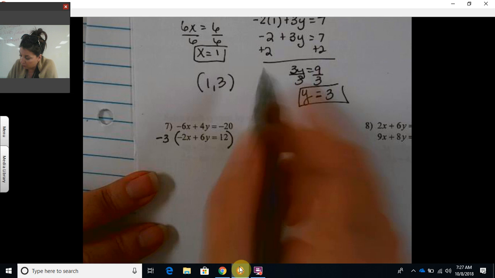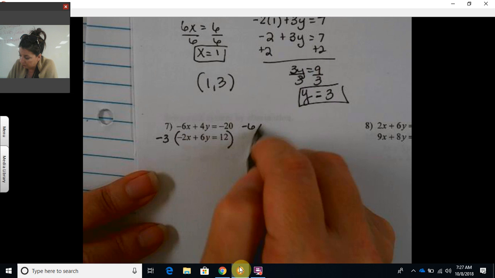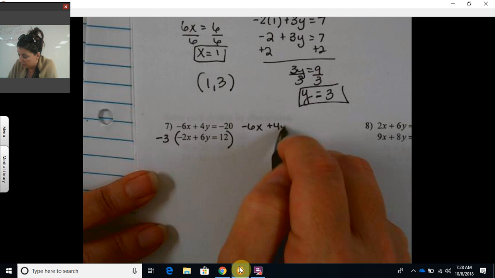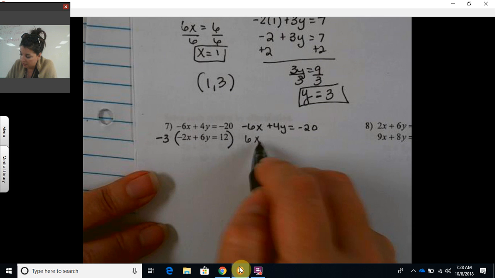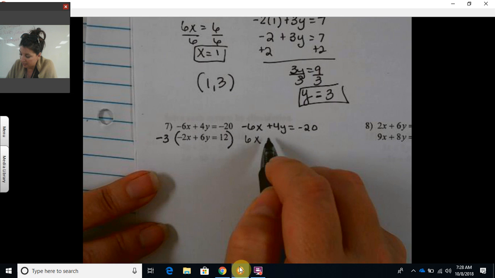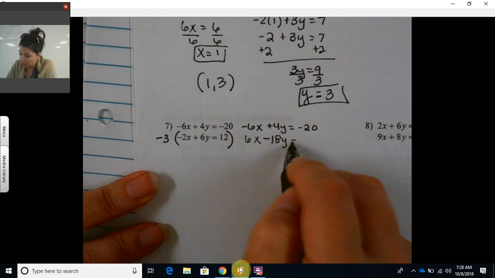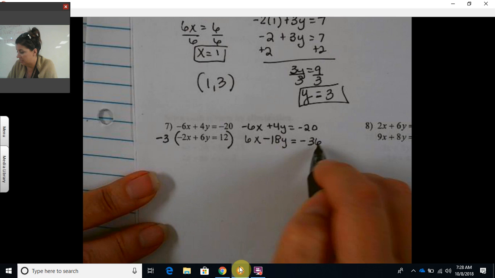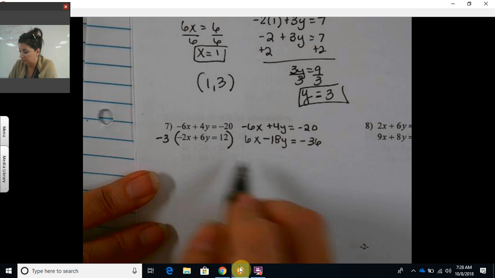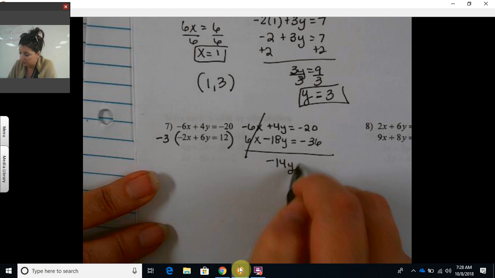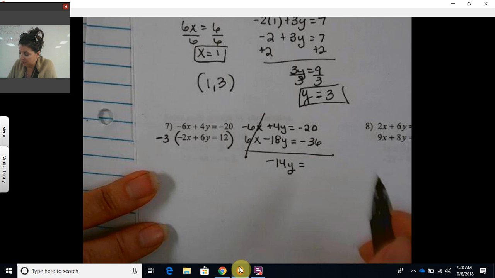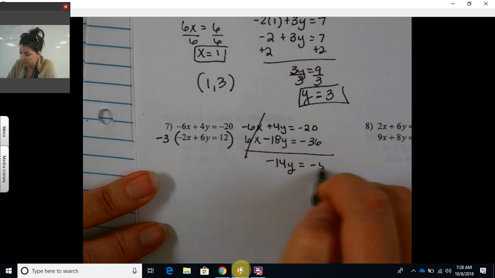And that would turn that into a positive 6x, which will cancel with this negative 6x, right? So the top equation is not changing. The bottom equation, you get 6x minus 18y equals negative 36. So this cancels. 4y minus 18y is negative 14y. And negative 20 and negative 36 make negative 56.